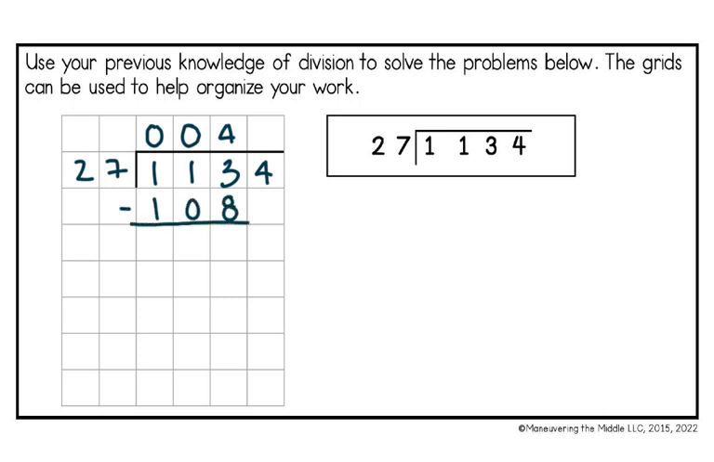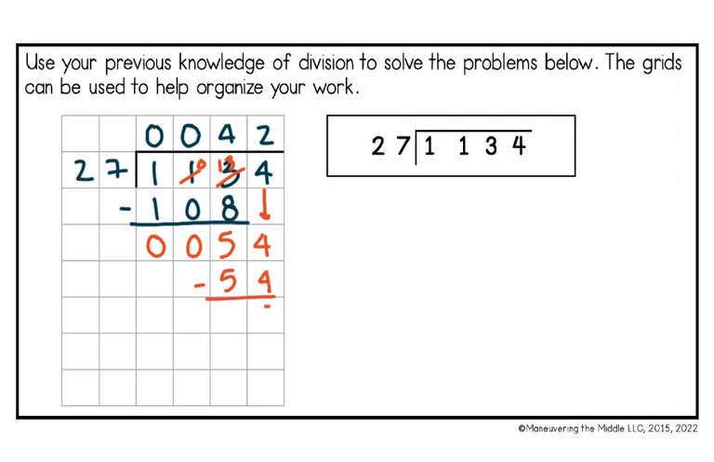And now we are going to subtract. So first we have 3 minus 8, which we can't do, so we're going to borrow from the 1, which becomes 0, and then our 3 becomes 13. And 13 minus 8 is 5. 0 minus 0 is 0. 1 minus 1 is 0. Now we're going to go ahead and bring down that 4. So now we're going to ask ourselves, how many times can 27 go into 54? And it can go in twice. And 27 times 2 is 54.